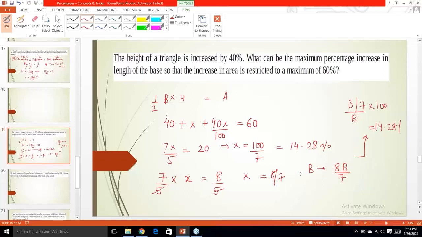Okay. So you can do it using successive changes also. You can do it using the variation concept also. Clear? Any doubts to anyone? Should we move on to the next question? We have time for one more question now.